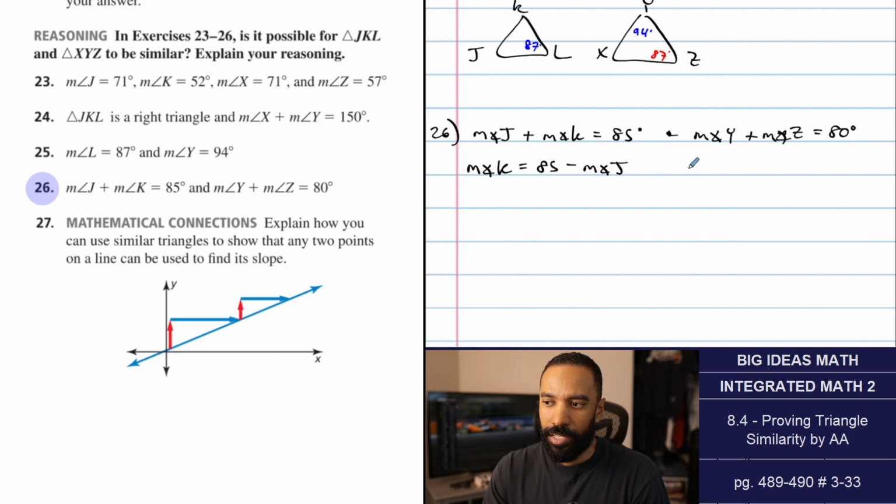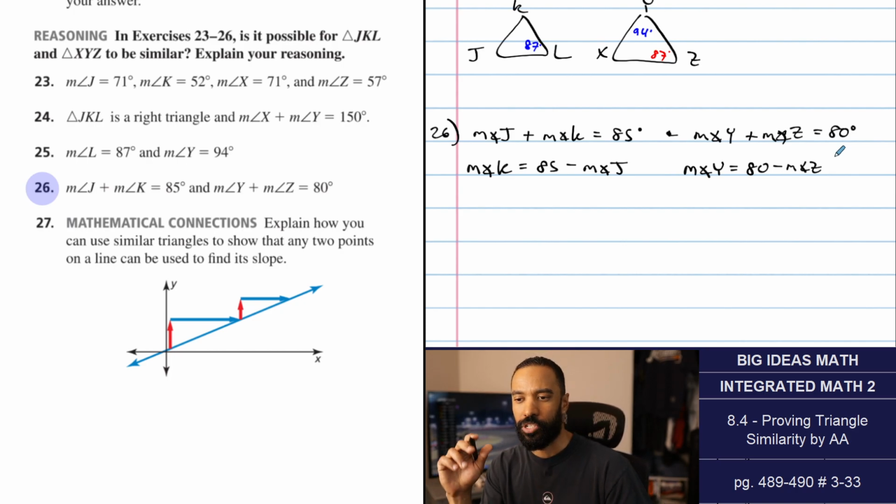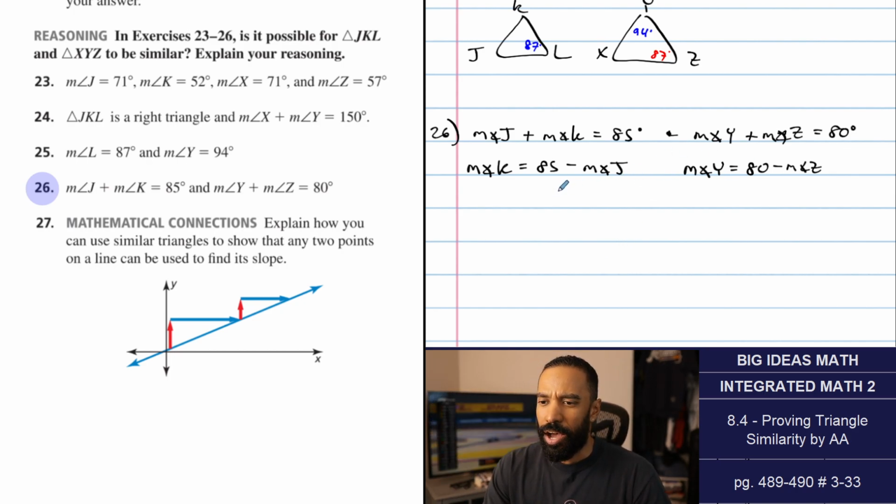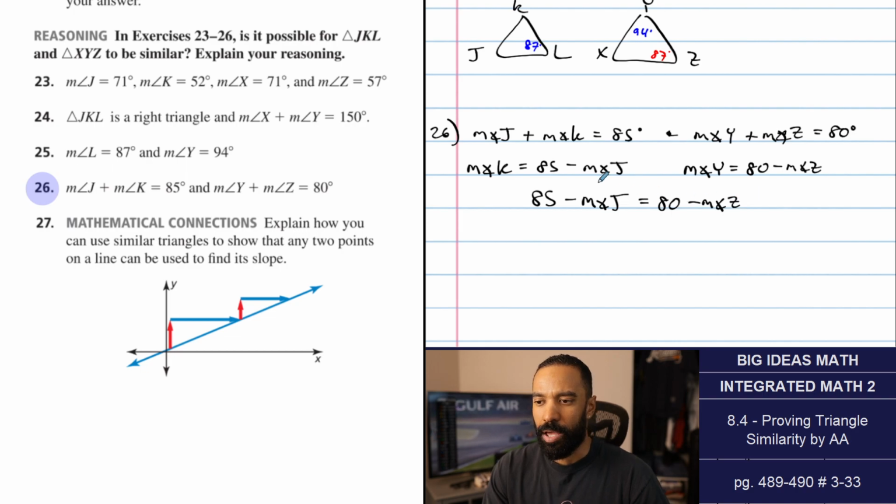And measure of angle Y would have to be 80 minus measure of angle Z. I'm probably not thinking about it the right way just yet. I want to see how this works if I just play with this a little bit more. 85 minus measure of angle J equals 80 minus measure of angle Z. So I'm setting these equal. If K would have to equal Y and these two would have to equal each other.